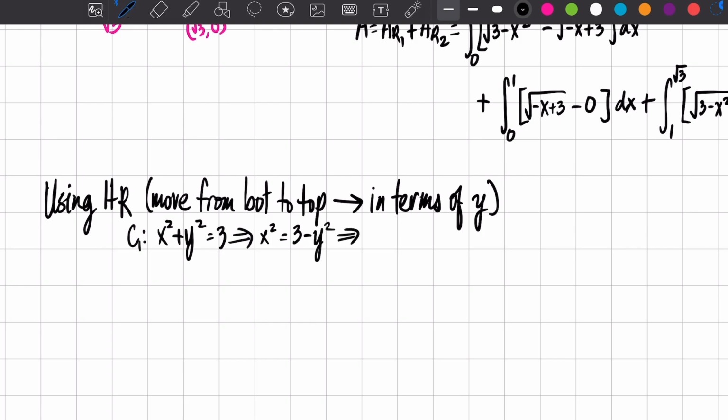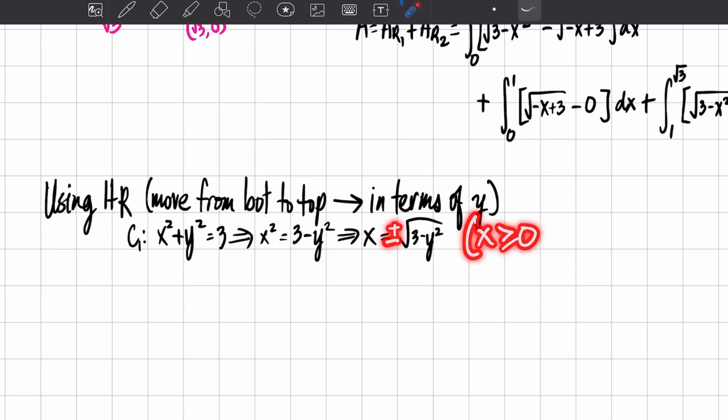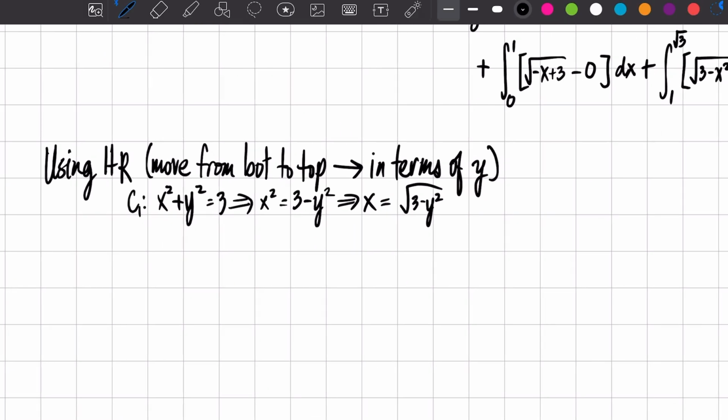Then obtaining the square root of both sides, we have x equals plus minus square root of 3 minus y squared. But since x is greater than or equal to 0, we are dropping the negative sign. So we retain the positive one. For the second curve, we have y squared equals negative x plus 3.